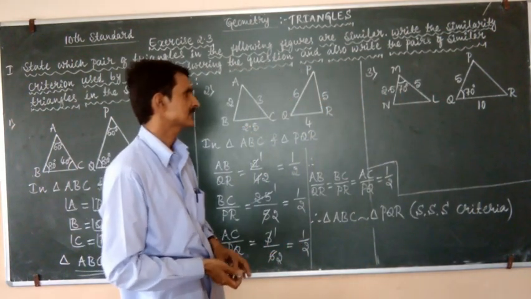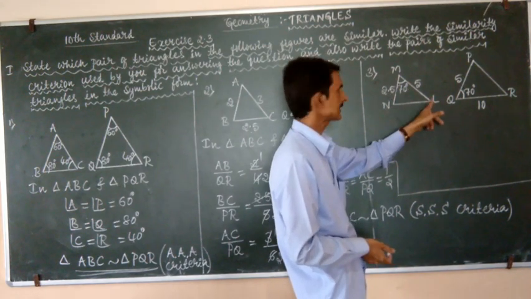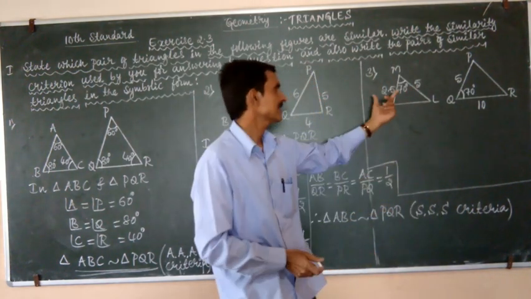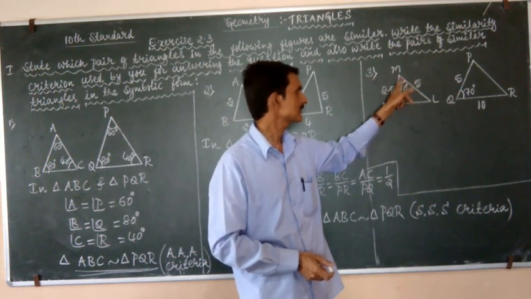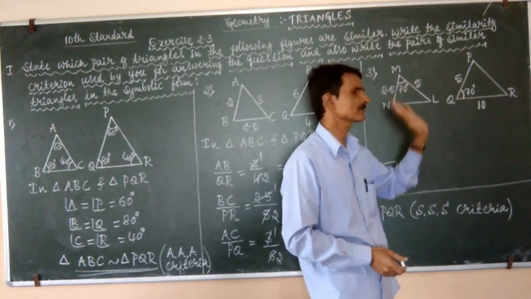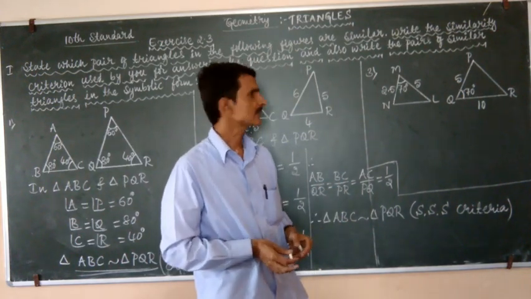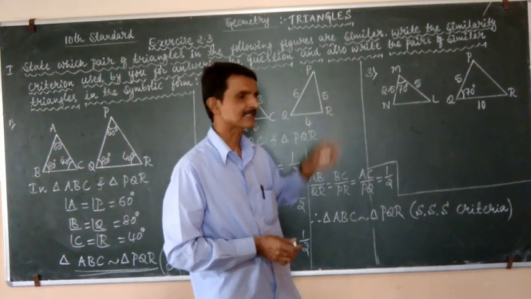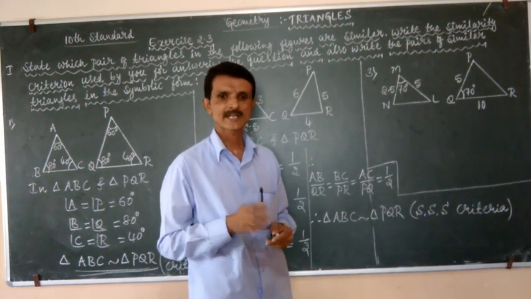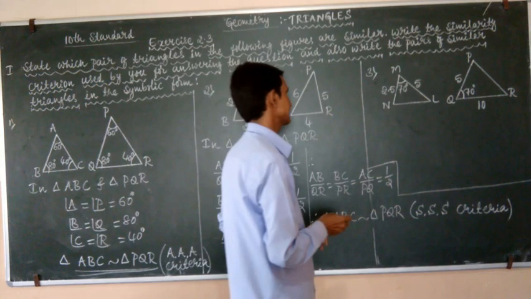So in the third figure, observe the triangles. They are M, N, L, triangle MNL, and another one is P, Q, R. Here, they have given the lengths of two sides and an included angle. So here also two sides and an included angle. So now we shall check the ratios. By observing that figure and the data, we can say that in the third problem we have to use SAS criteria.